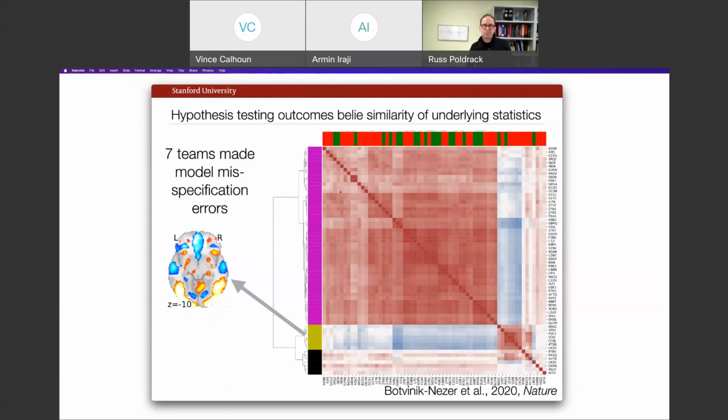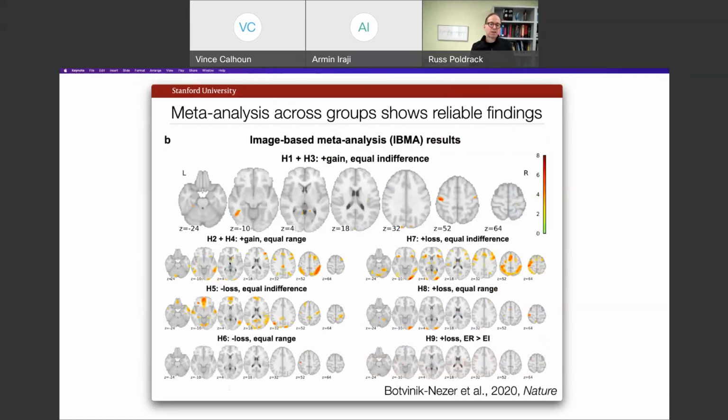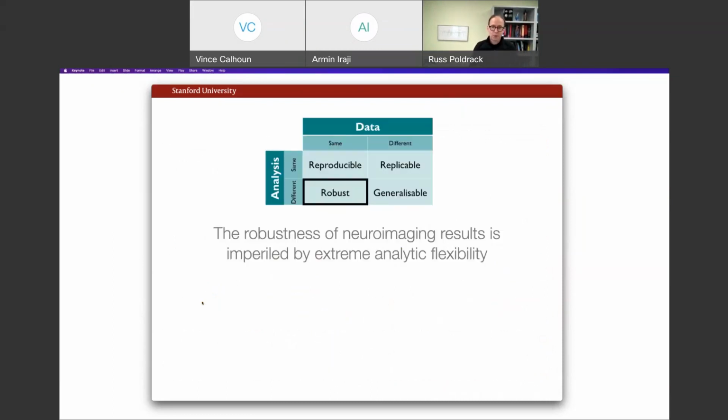And when we dug in more deeply, we found that they had basically misspecified the statistical model. Happy to say more about that in the discussion. But nonetheless, if we do meta-analysis across those groups, we do find reliable findings. So for example, for the analysis I was showing earlier, that hypothesis 5 where everybody pretty much agreed, the meta-analysis across the image-based results, the statistical images, shows us good agreement. So it's pretty clear that the robustness of neuroimaging results is imperiled by this extreme analytic flexibility.